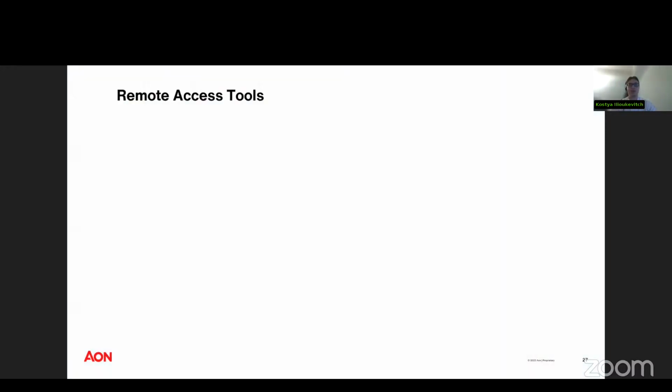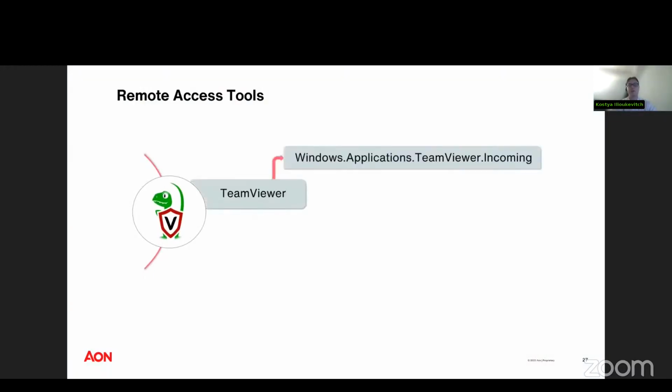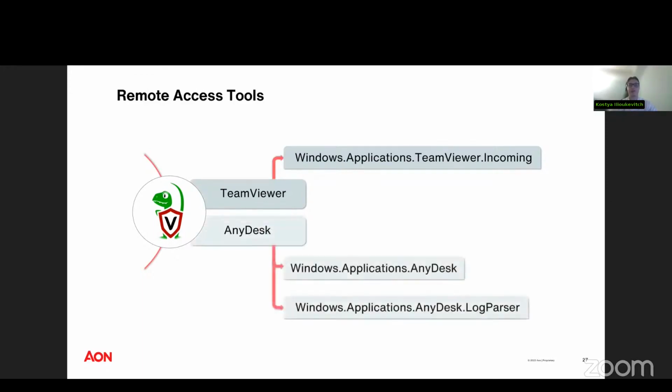So when it comes to remote access tools, there are already some pretty great artifacts available, both built into Velociraptor and on the Exchange. In our Velociraptor artifact itself, we incorporated the TeamViewer incoming artifact to parse the TeamViewer logging that's left over on a system. And for AnyDesk, there are two competing Exchange artifacts right now, the AnyDesk applications and the applications AnyDesk log parser. We leverage the AnyDesk one at the very current moment, but both are pretty great.